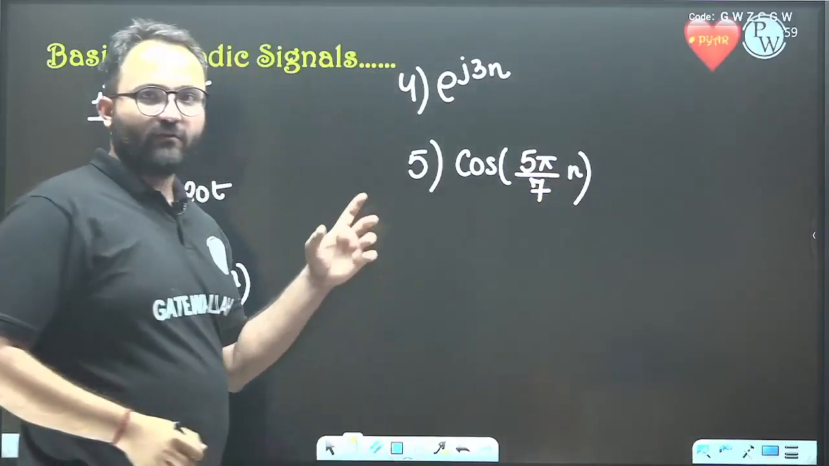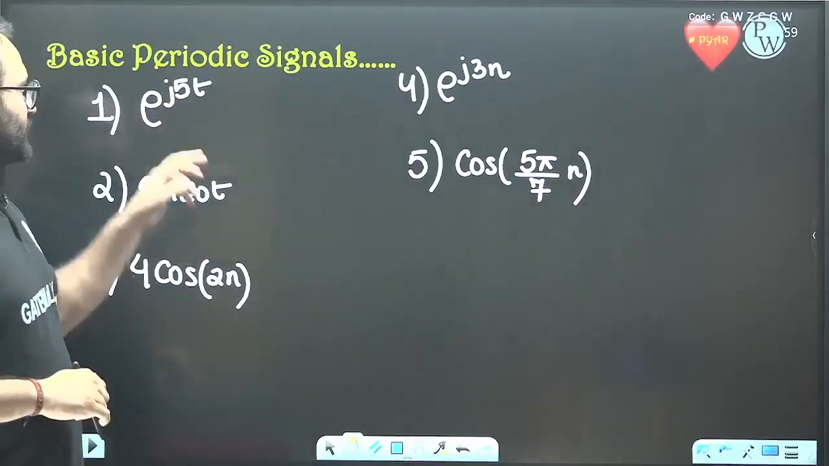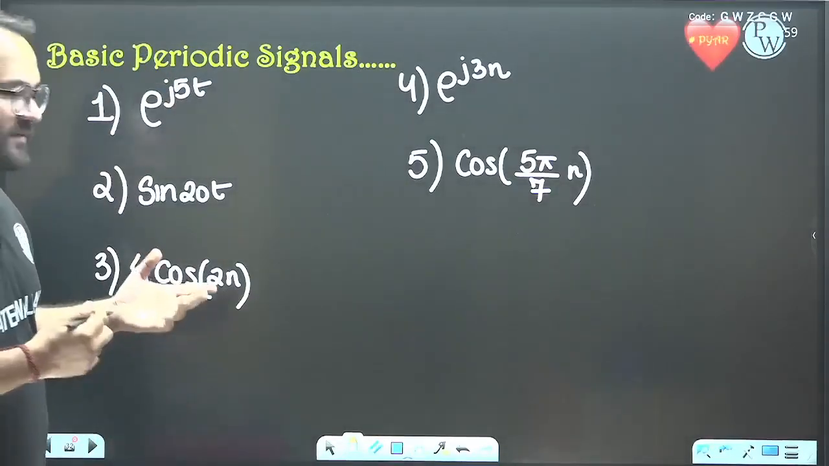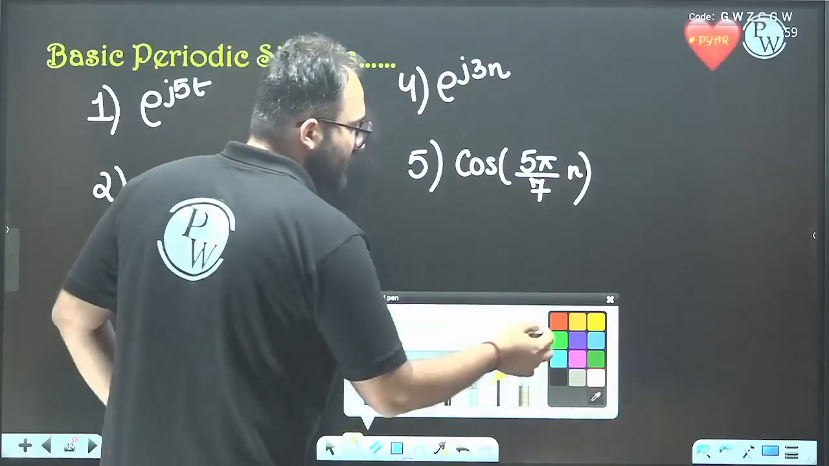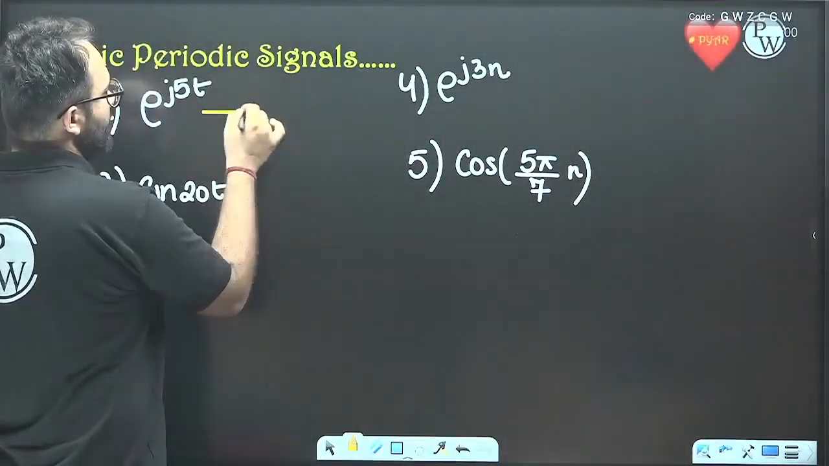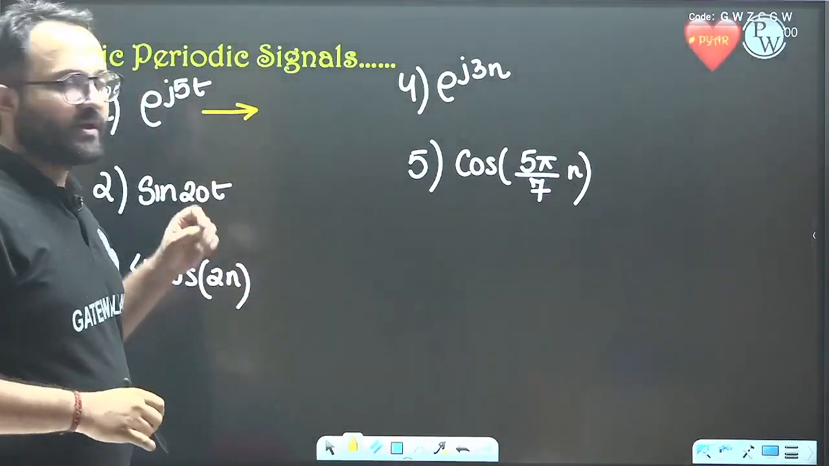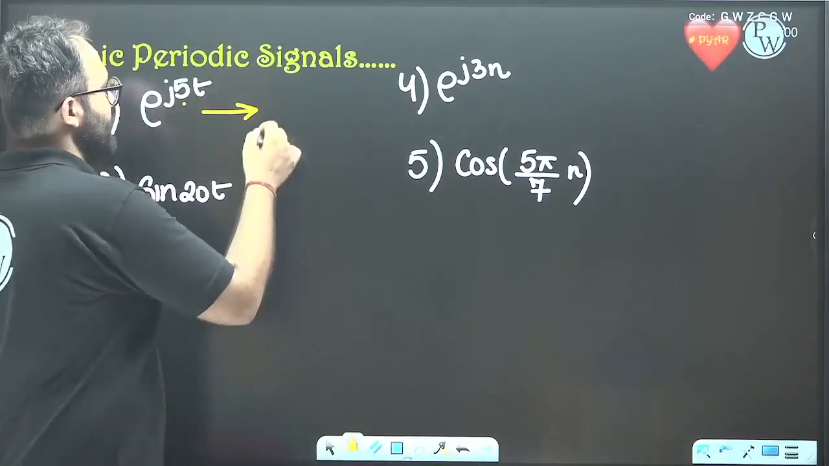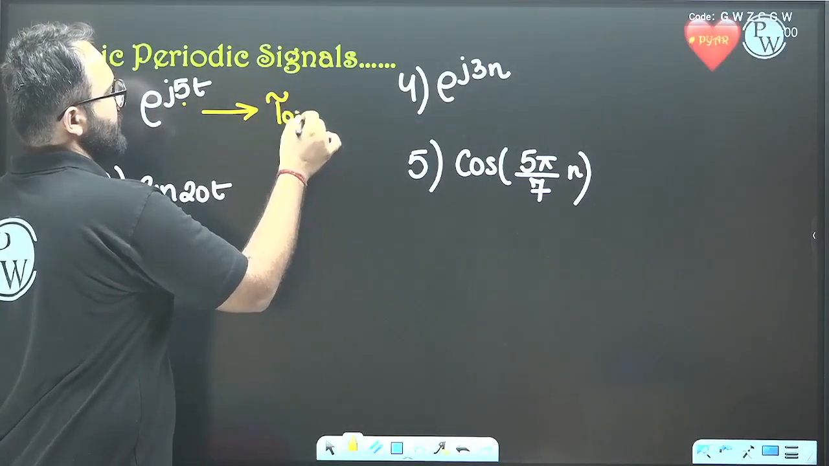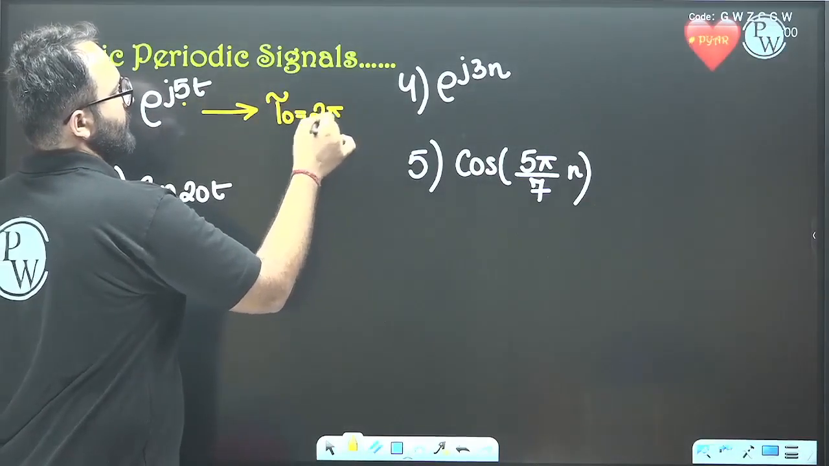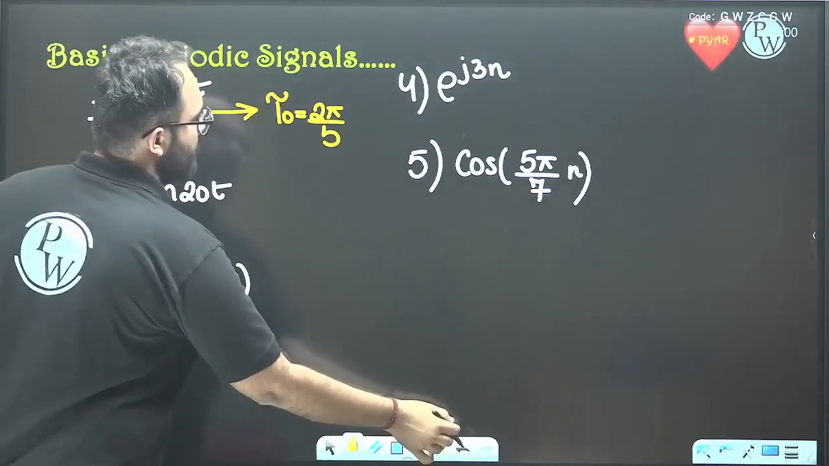Okay, so let's solve all these questions. First of all, e to power j 5t is a continuous time domain signal. It is always periodic, and the period is 2 pi by omega naught. What is omega naught? Omega naught is 5. So the period is 2 pi by 5. Okay.